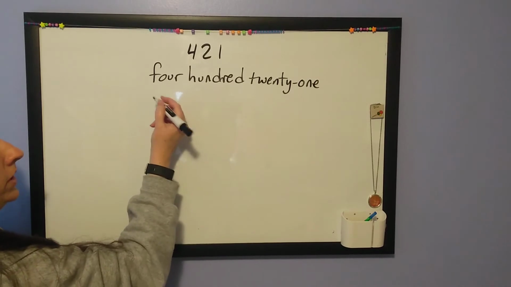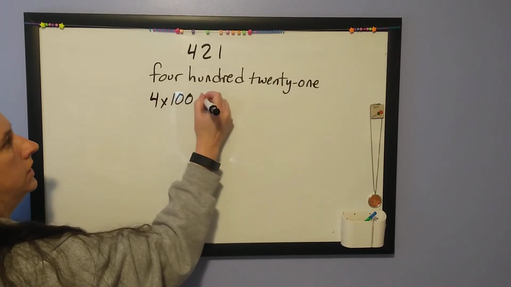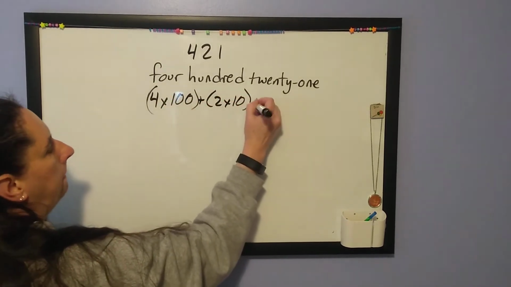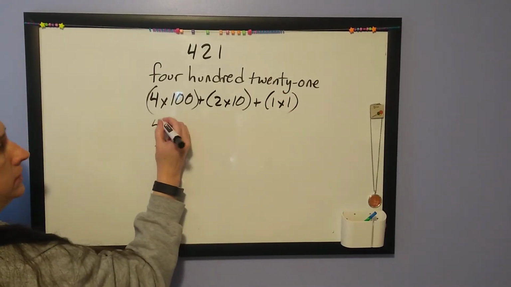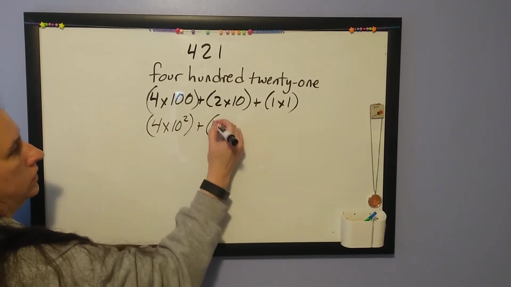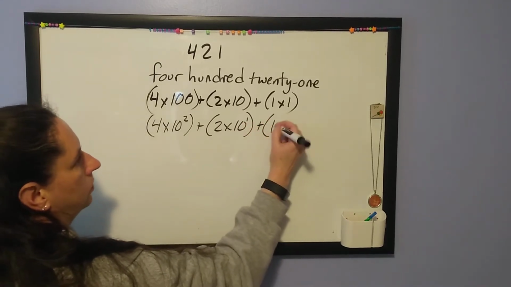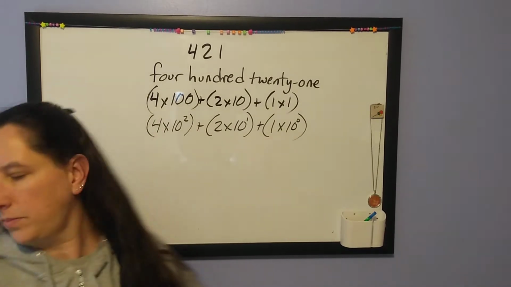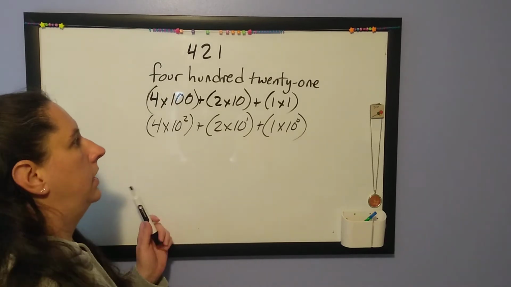And I'm also going to write it in expanded form, 4 times 100 plus 2 times 10 plus 1 times 1. And I can even use exponents and do 4 times 10 to the second plus 2 times 10 to the first plus 1 times 10 to the 0. Okay. There's another way that you can play this, okay?